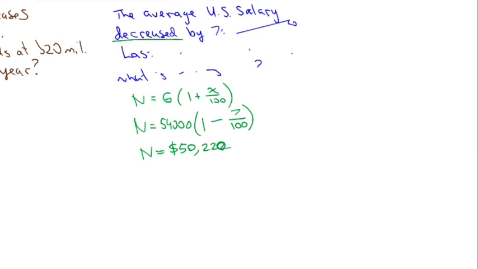You gotta be careful of that word. 54,000 times 7. Alright, so if you start off this year with 54,000 and the percent decreases by 7%, you'll only be making a lousy 50,220 as your salary.